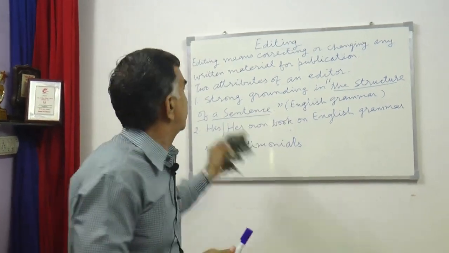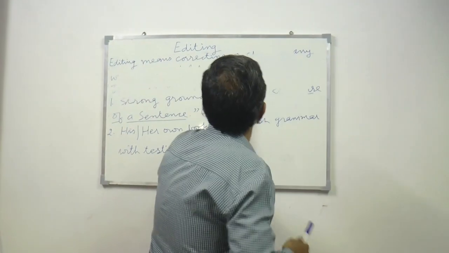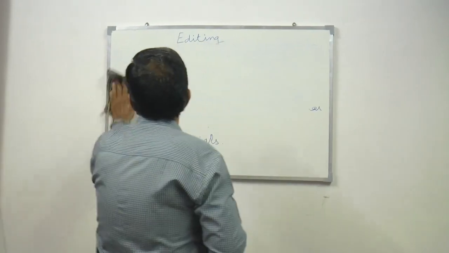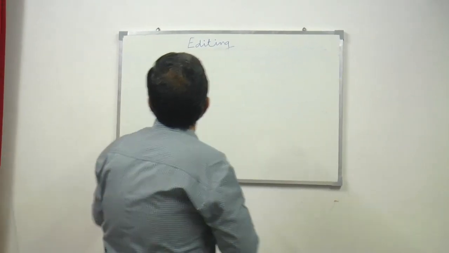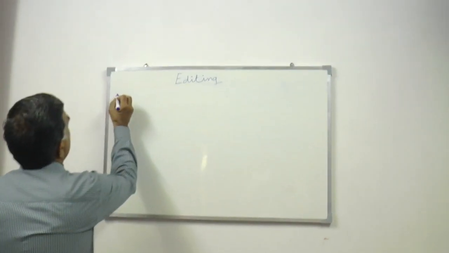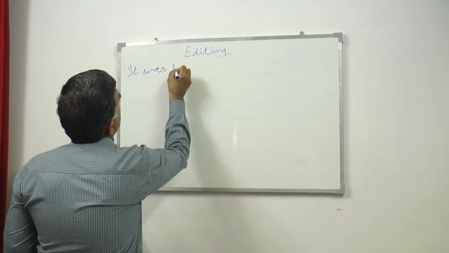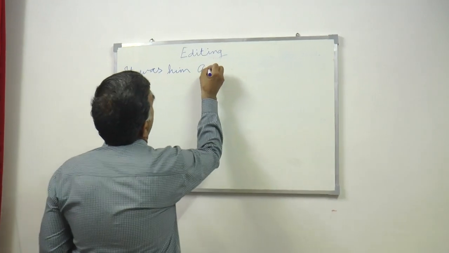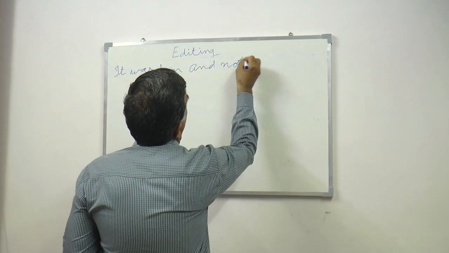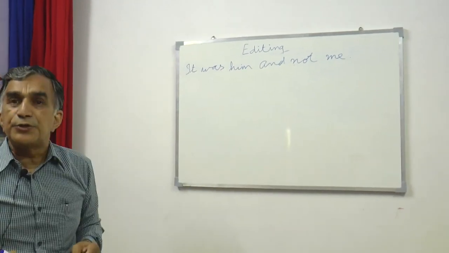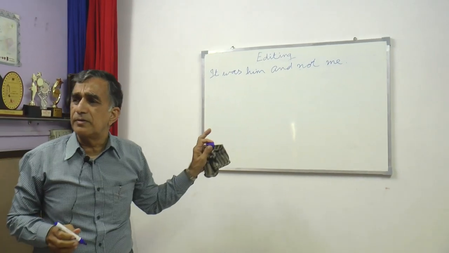Attributes in editing. For example, we have a sentence, it was him and not me. This sentence also needs editing.